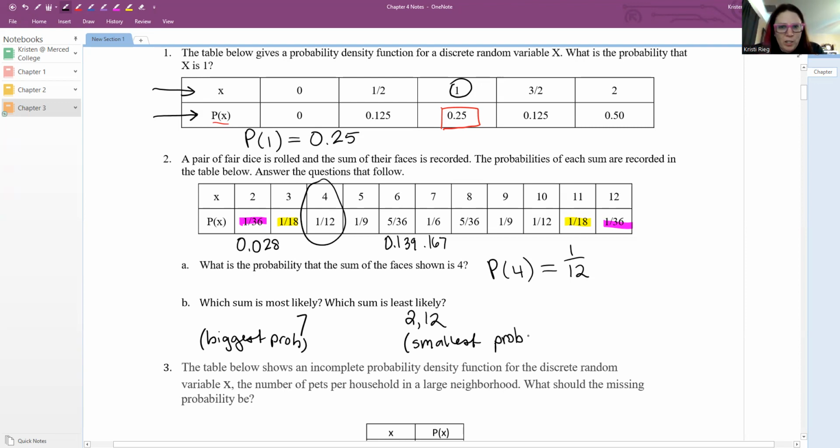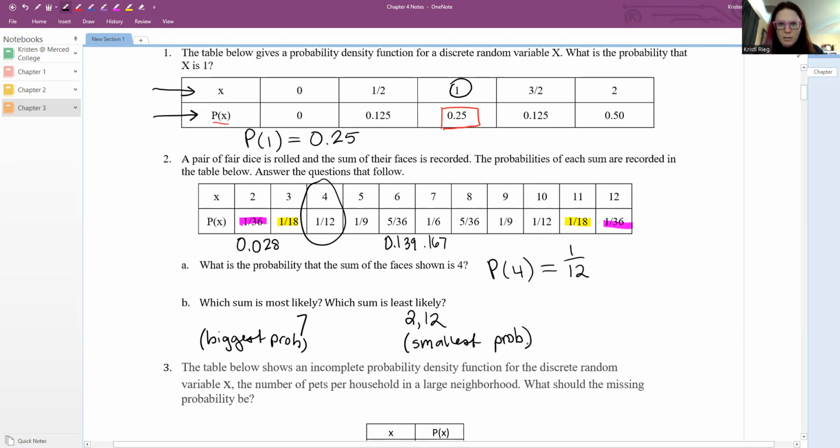When I said you might just have general world knowledge on the topic, it's because we talked about 2. The only way to get a 2 is a 1 and a 1. There's only one way to get a 2. That's very small probability. Similarly, with the 12, you can get a 6 and a 6, and that's it. That's the only way to get 12 with a standard fair 6-sided die. So those two are going to have the smallest probabilities because there's just not very many ways to make them.